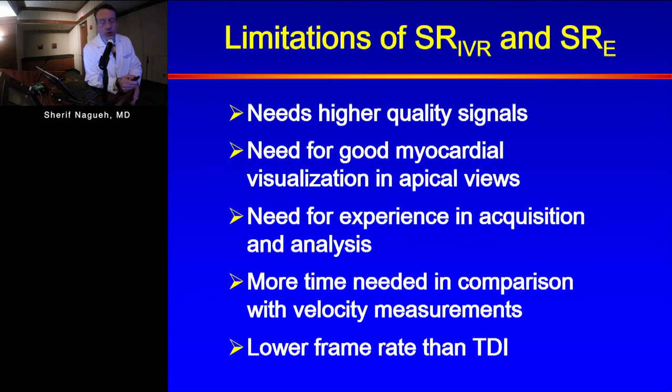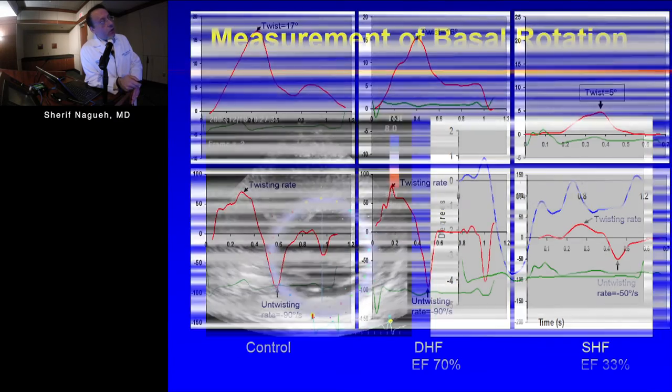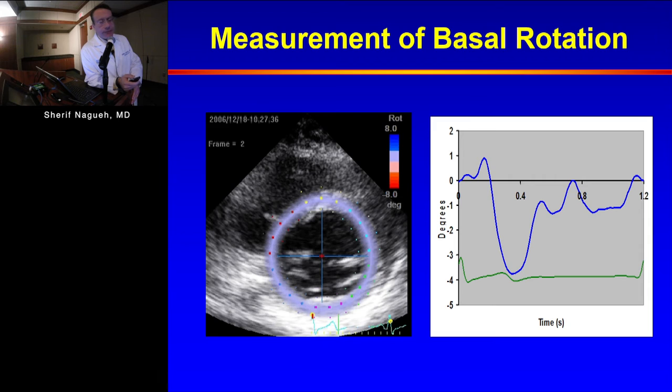Not necessarily adding much. The challenge for using strain rate of the ventricle is that it needs higher quality signals. You need good myocardial visualization. Certainly experience plays an important role in acquisition. You need decent frame rates in the 40 to 80 frames per second if you're using speckle tracking, as in this case. More time will be needed to analyze in comparison with the velocity measurements. And if you're looking at fast heart rates, there will be underestimation and sometimes inability to record some of these signals unless you acquire the strain signals with tissue Doppler, which is another approach but more tedious.